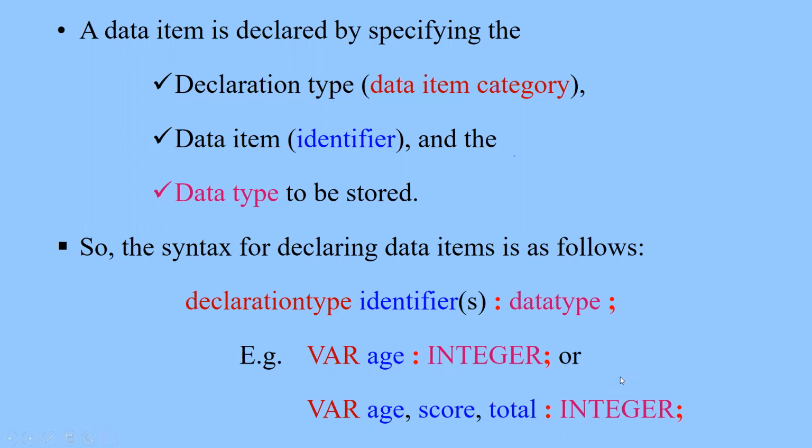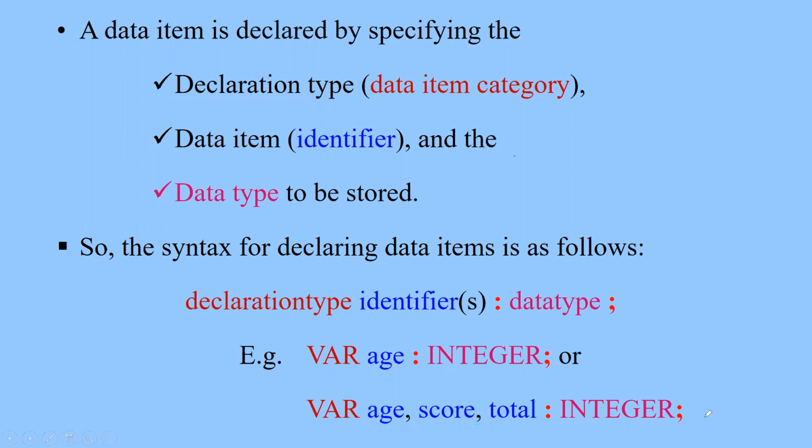Or if you have several identifiers, or you want to set aside several memory locations which are going to hold the same type of data, like whole numbers, and the content will be changing, then you can declare several of them using the same statement. But remember, you separate each with a comma.